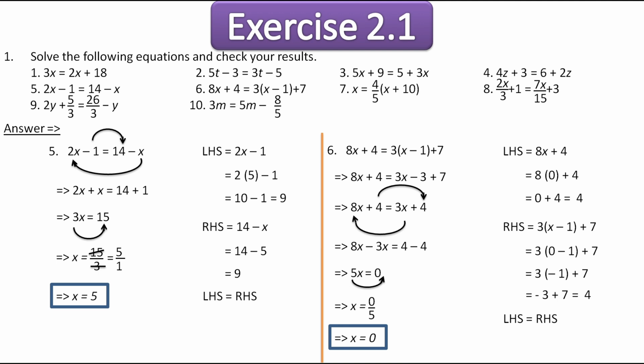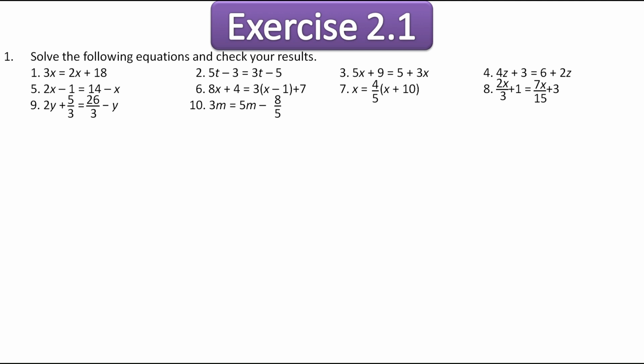Now let's solve the seventh one. Seventh one, we have x is equal to 4 upon 5 in the bracket x plus 10. Now, as I told you, whenever we have an equation with brackets, first of all we have to solve the bracket. So x will remain as it is, and this 4 upon 5 gets multiplied with x as well as with 10. So what will it become? x is equal to 4x upon 5, 4 tens are 40, upon 5.